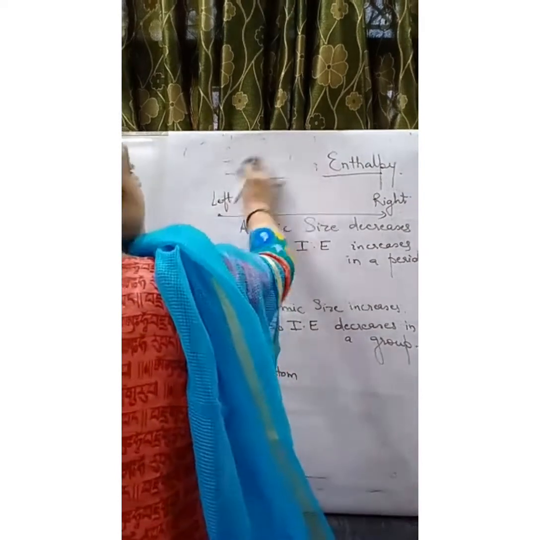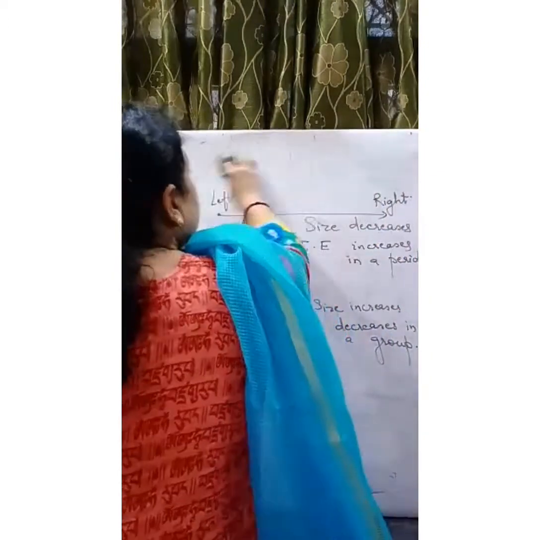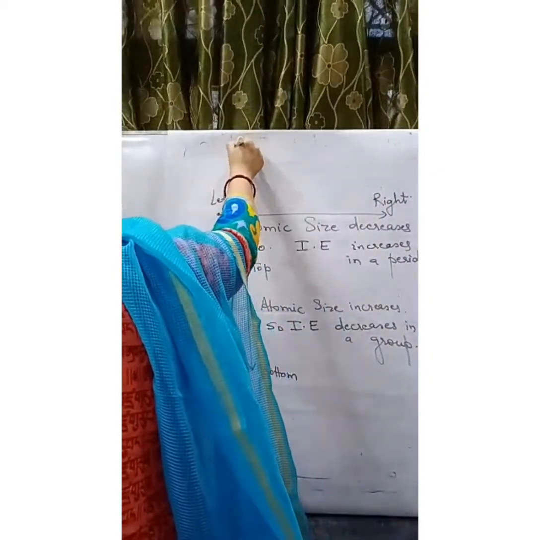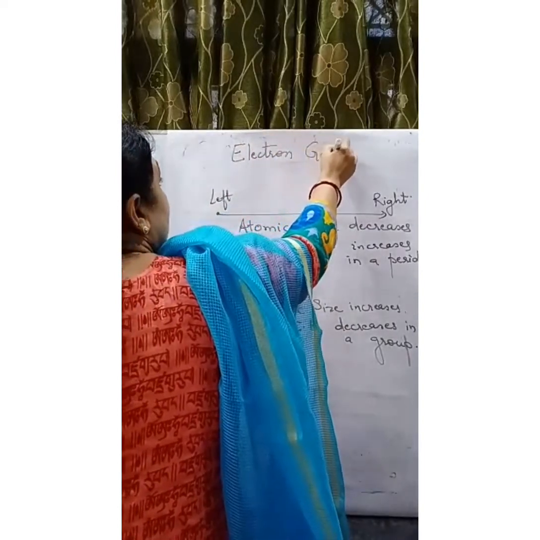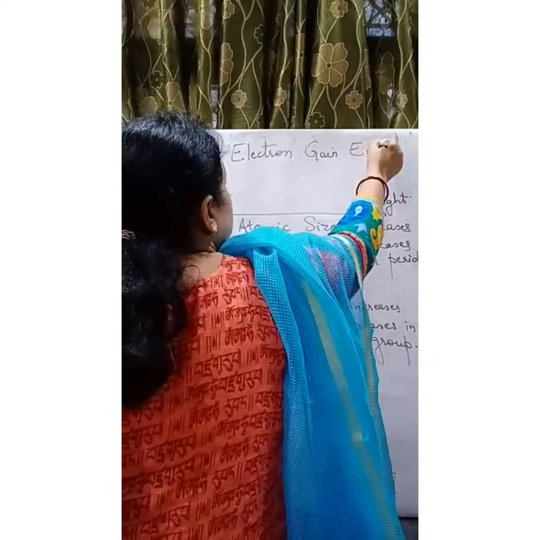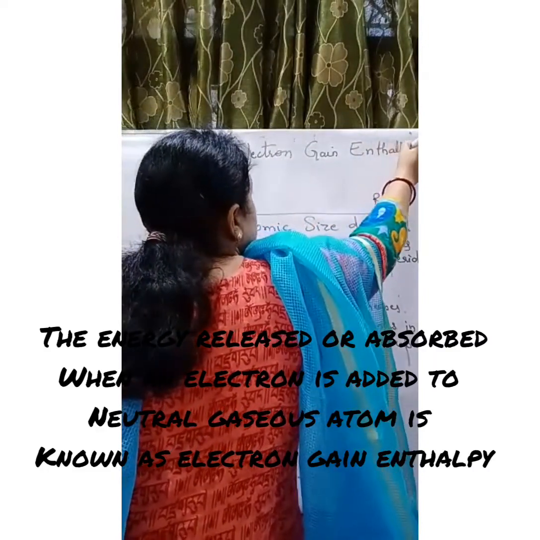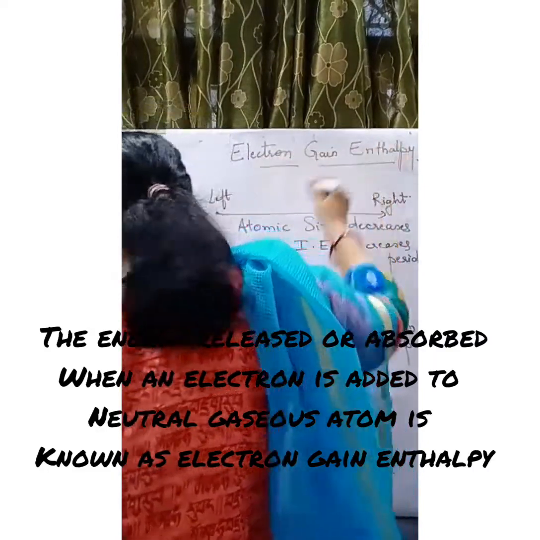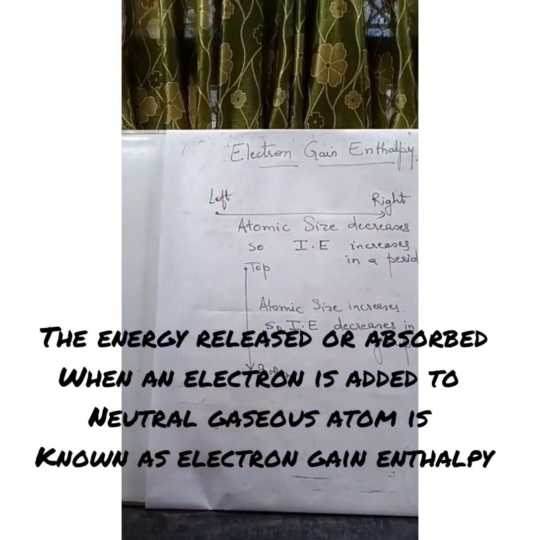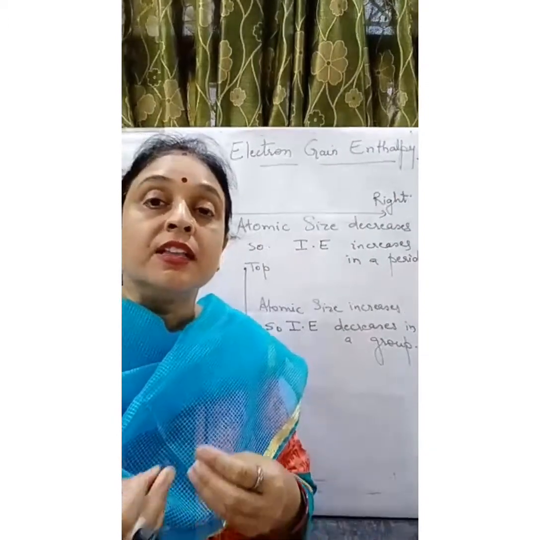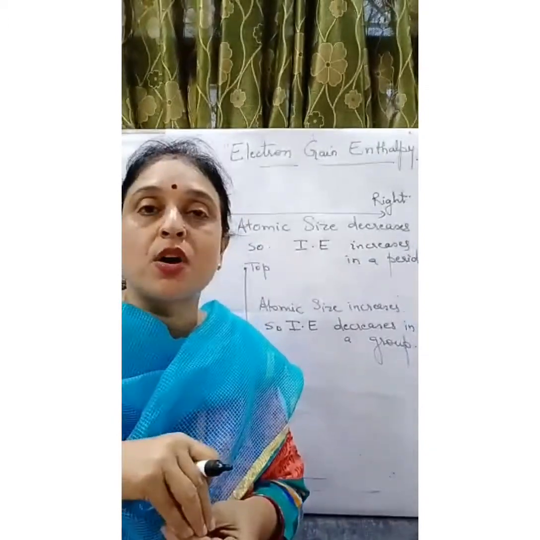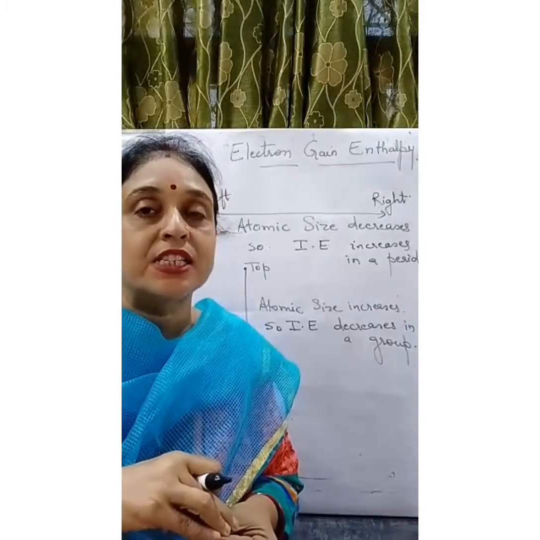Now let us move on to the next property, which is the opposite of ionization enthalpy, that is electron gain enthalpy, which is also known as electron affinity. Now, let us define this first. It is the opposite of ionization enthalpy. Here the incoming electron is being added into the neutral gaseous atom.